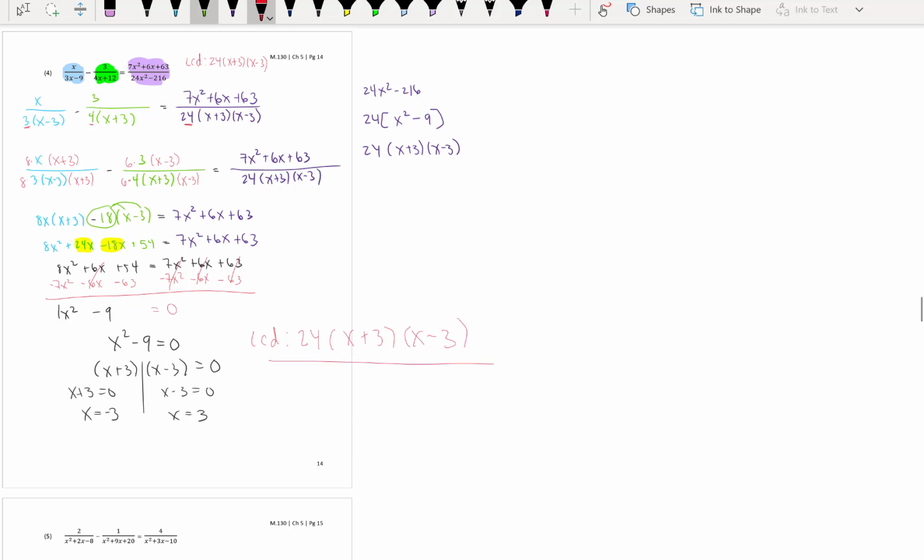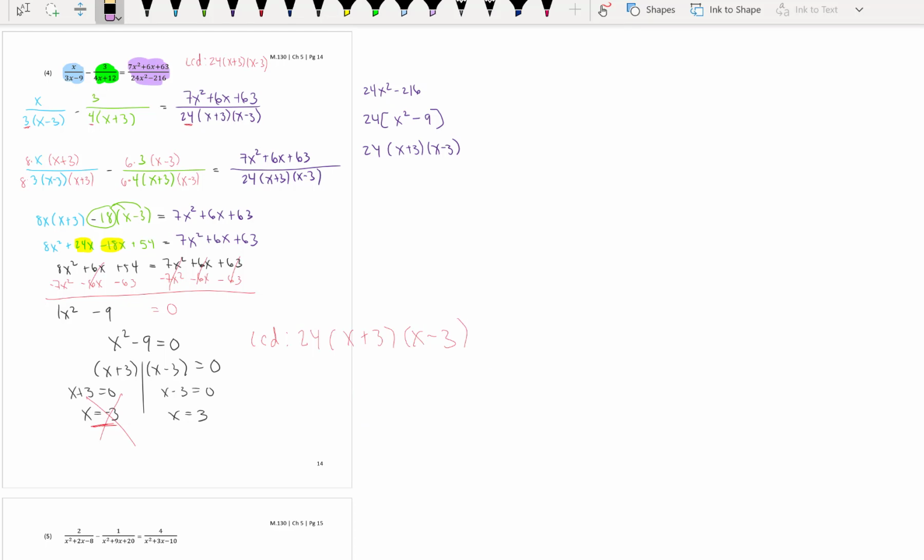Well, let's see what happens when you plug in x is equal to negative 3. If I plug in negative 3 here, I have negative 3 plus 3, which is equal to 0. That's going to cancel out. So if I have a denominator of 0, that's no good. I have to throw that answer out.